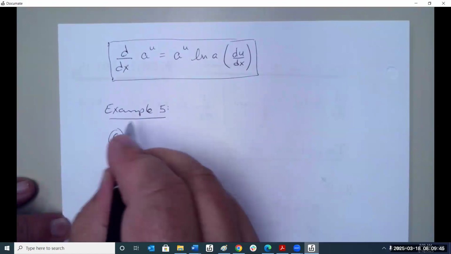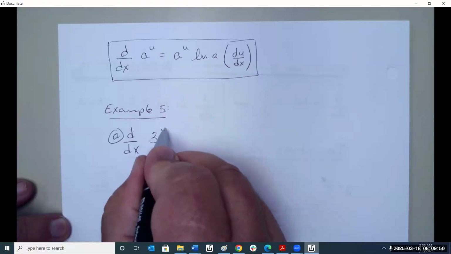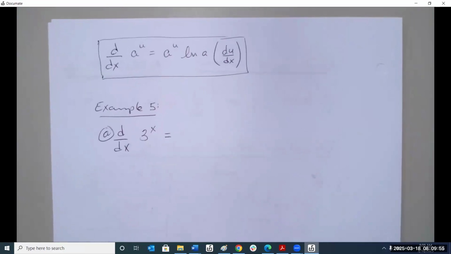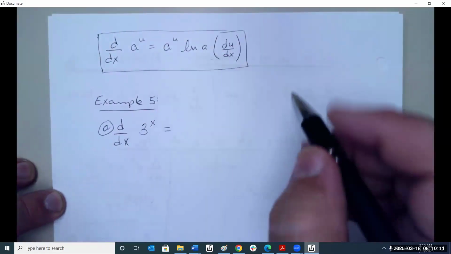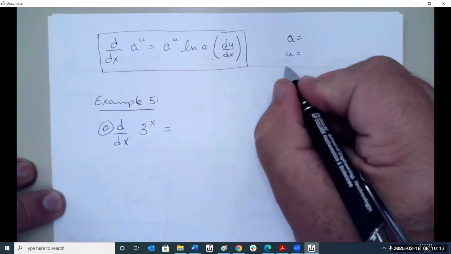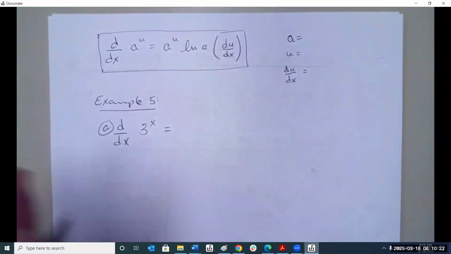So here's the first one. A, find the derivative of 3 to the power x using that formula. Because if you look at our formula here, we have to define what is a, what is u, and what is du dx. Those are the three things that we have to find. Once we find those, just plug them in there.